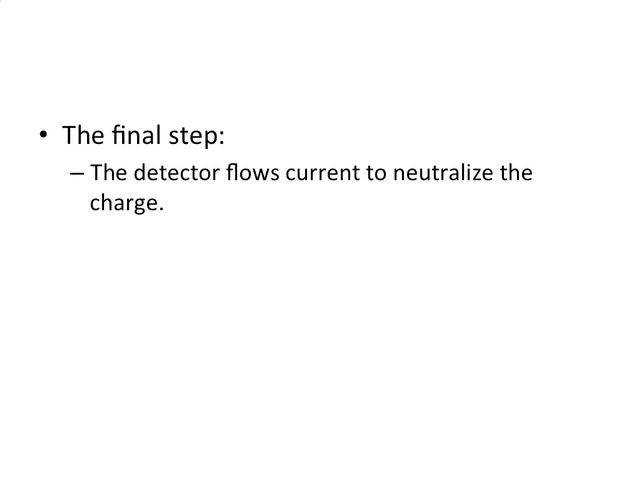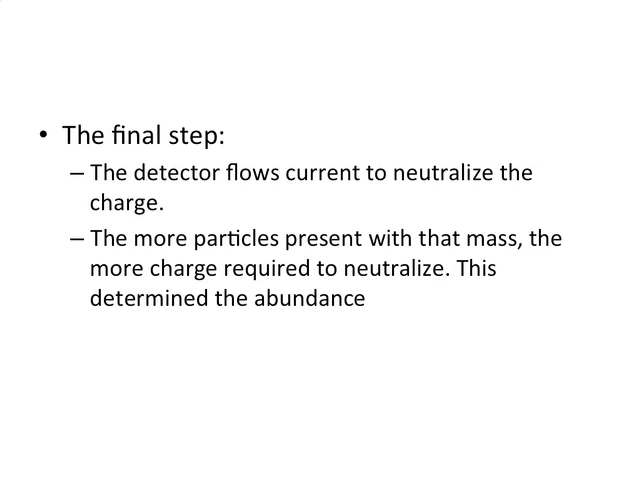The last step of this process then, as these cations hit these detectors, there's an electrical current that goes through these cations to neutralize the charge so that they're not positive cations anymore, and the more particles that are present with that mass, the more charge is required to neutralize them. So if I have a bunch of my 23s and not as many of my 22s, again looking at sodium isotopes, then I'm going to have a predominance of the 23s, and it's going to take more charge to neutralize all of those mass of 23s.